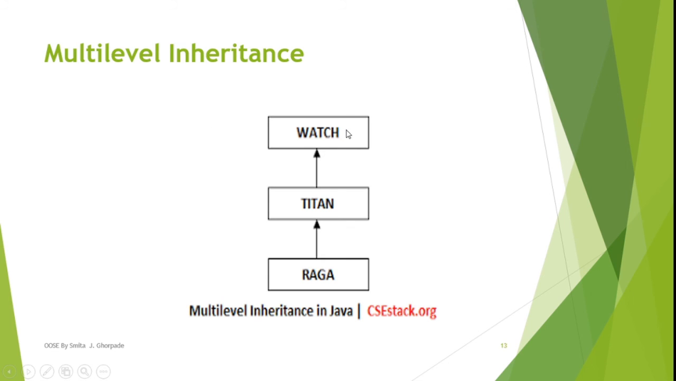In multi-level inheritance, the features of Watch are inherited in Titan, and the features of Titan are inherited in Raga, and the features of Watch are indirectly inherited in the Raga class. So this is an example of multi-level inheritance.